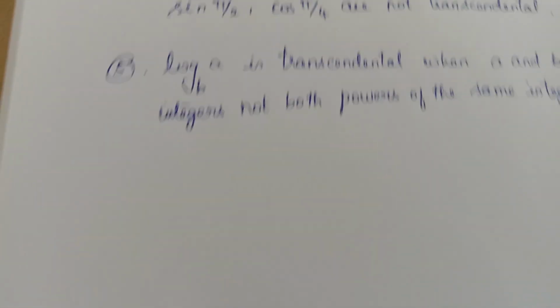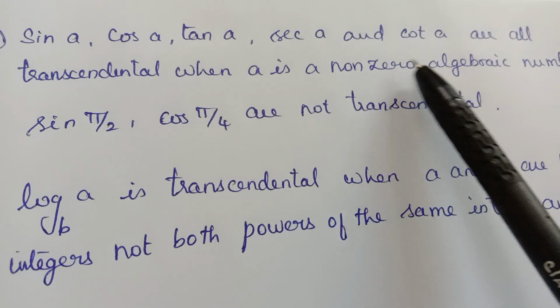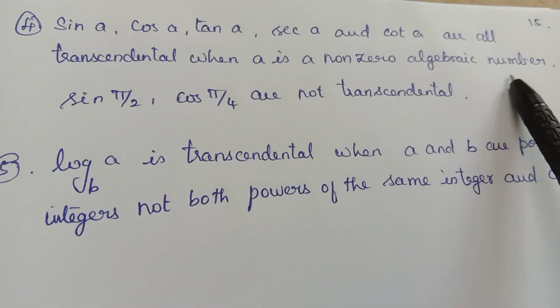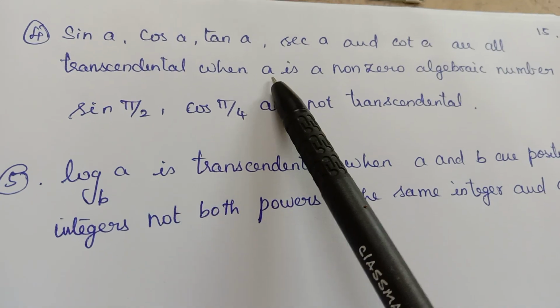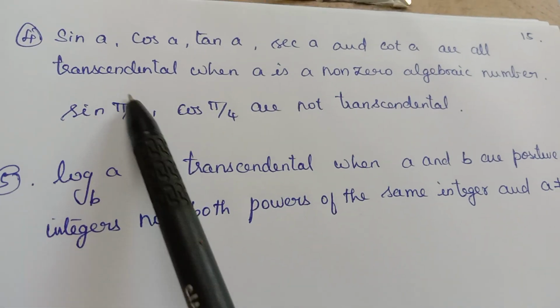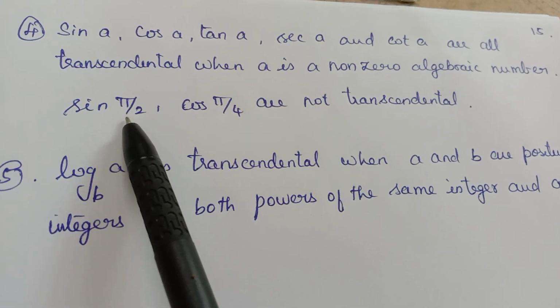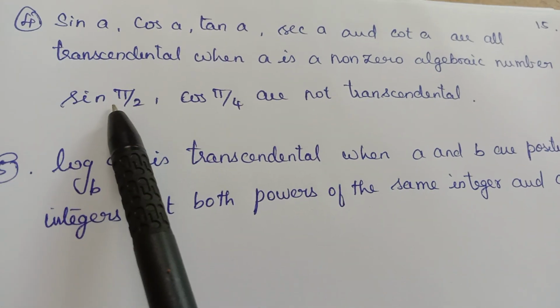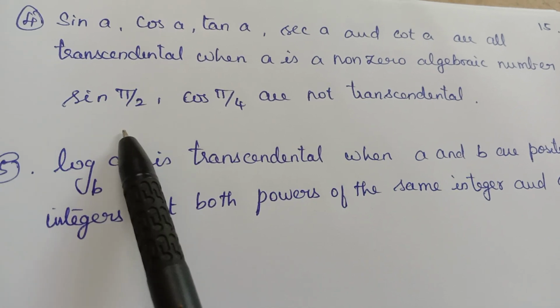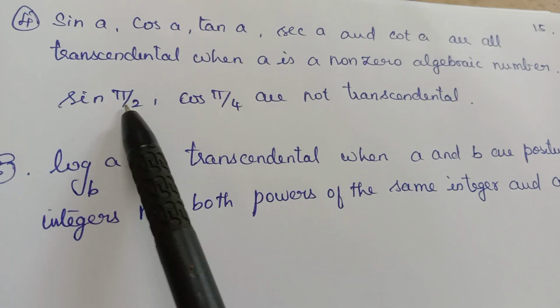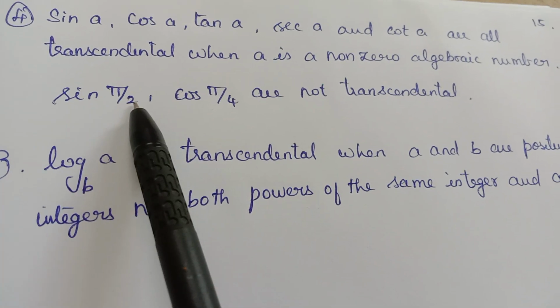The next one is sin a, cos a, tan a, secant a and cot a. All are transcendental when a is a non-zero algebraic number. Only when a is algebraic, these are transcendental. See, sin pi by 2. This pi by 2 is not an algebraic number, it is a transcendental number. Therefore sin pi by 2 is algebraic. Sin pi by 2 is equal to what? 1 only. It is algebraic. Why is it not transcendental? Because the argument is transcendental, therefore sin pi by 2 is not transcendental.